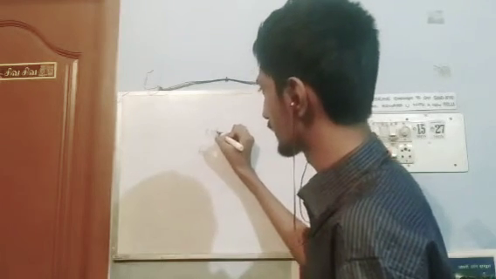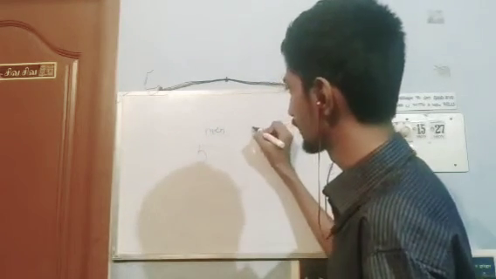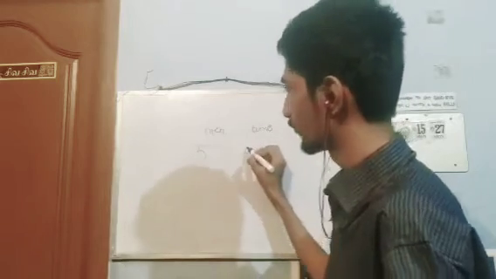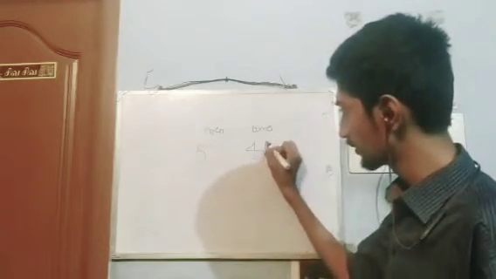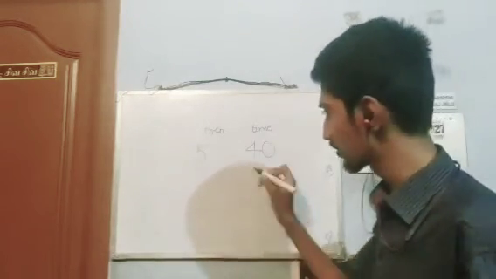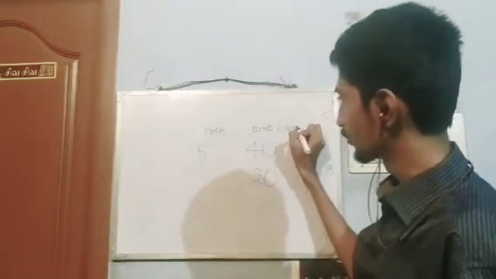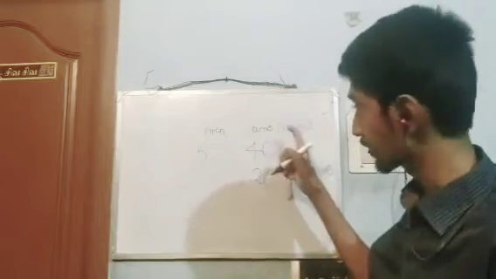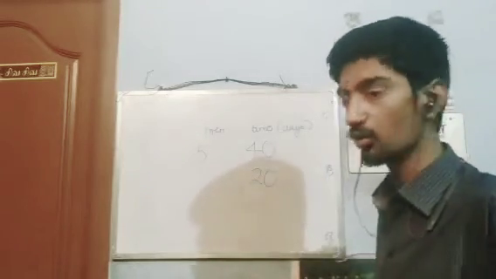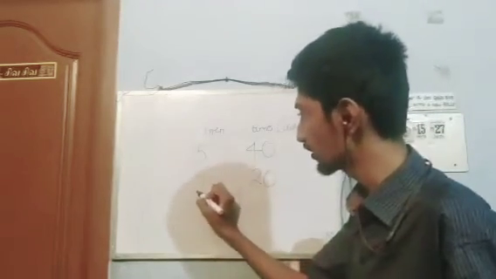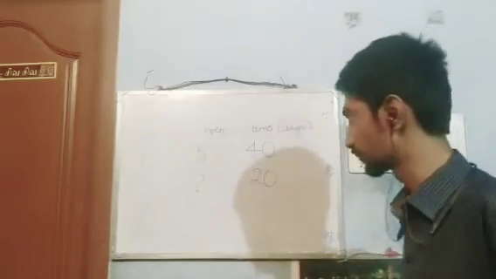Let us keep it as men and time. 5 men complete the work in 40 days. So we have 20 days. The units are very important; sometimes they confuse us with the units. After making note of this, how many men are required?